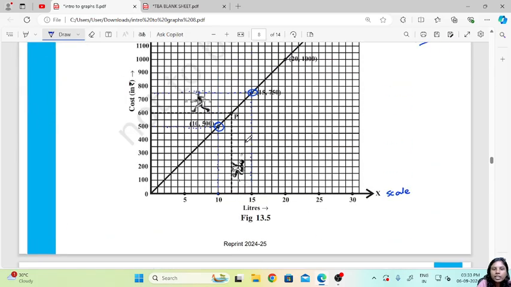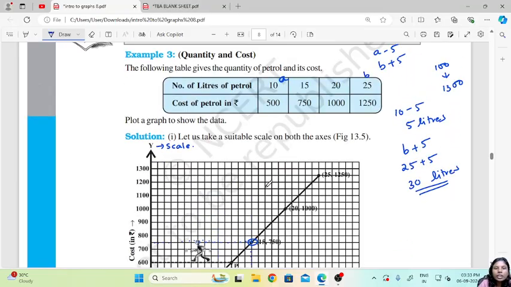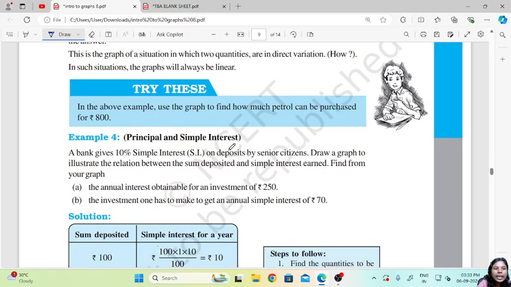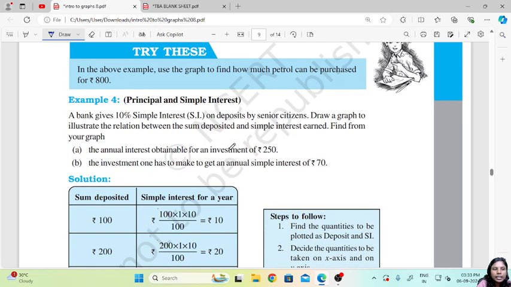So direct variation as in, if you look, if the number of liters of petrol is increasing, this is 10, the cost is 500. Then it increases more to 15, the cost is also increasing, none of it is decreasing. So therefore we can say that they are in a direct variation, that is they are directly proportional to each other. In such cases always the graph will be a linear graph.